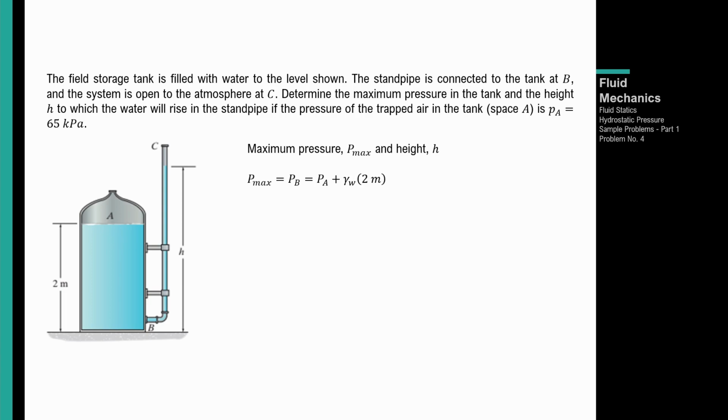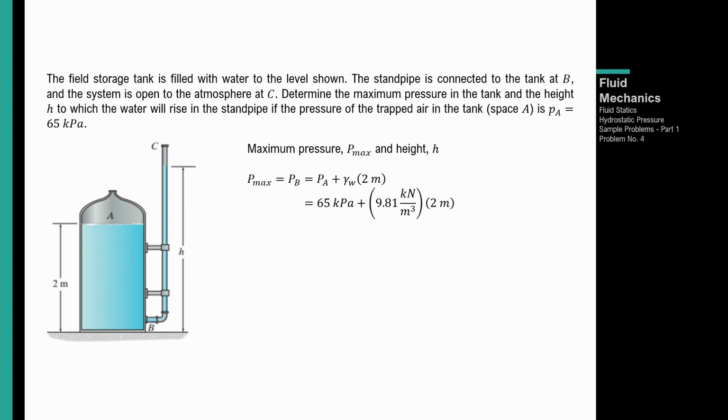To get the maximum pressure at the lowest point, Pmax, and the height H in the standpipe: the maximum pressure is the pressure at point B. We can get it from the tank or from the standpipe. Since you don't have a value of H for the height of the fluid in the standpipe, we go to the tank, where the pressure at A and the height of the fluid, which is 2 meters, are given. So pressure plus gamma H, the pressure induced by the fluid in the tank, which is the water. So the unit weight of water times 2 meters.